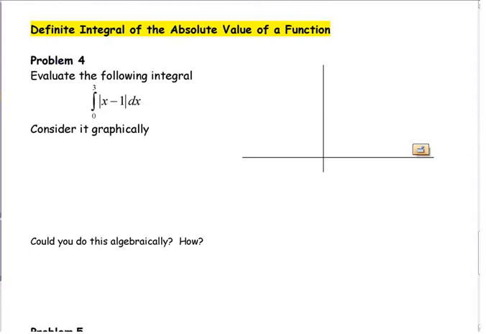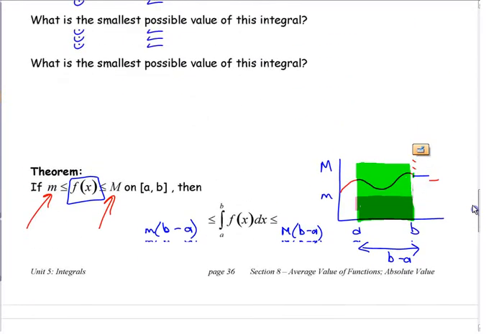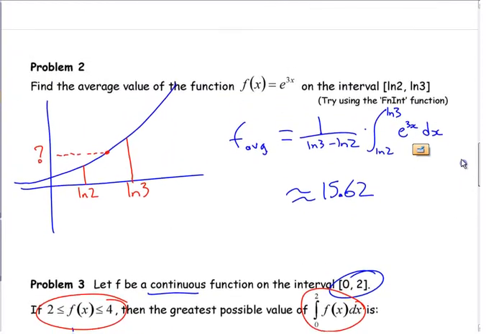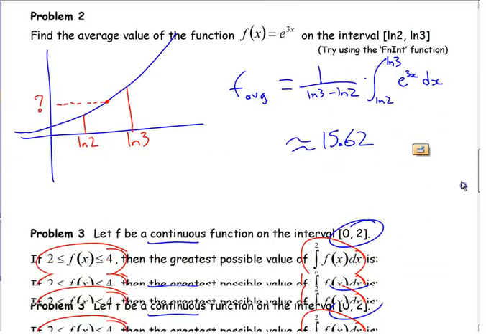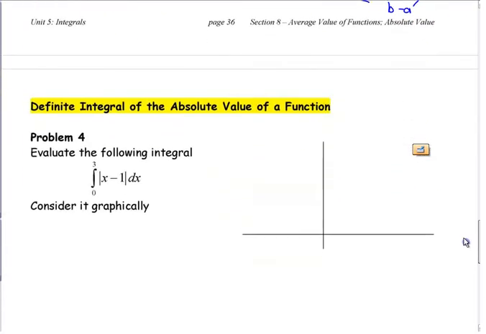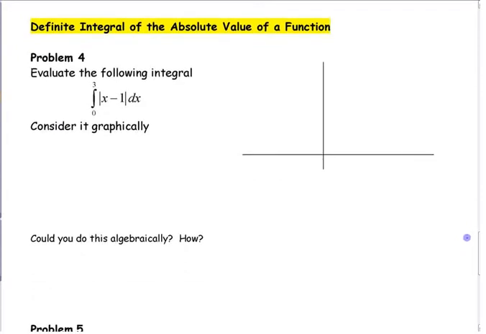Belongs in the section with the average value of a function. Average value of a function was more important, right? Absolute value, other than the fact that they start with a, don't necessarily have anything to do with each other, right?